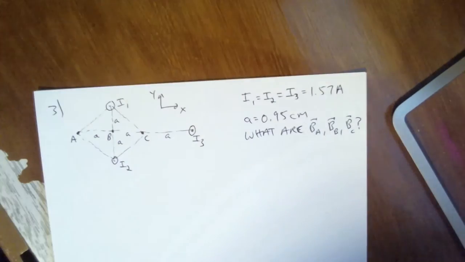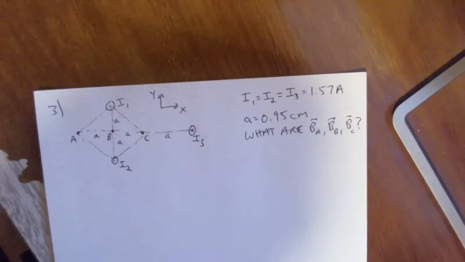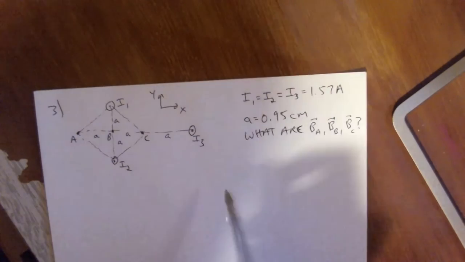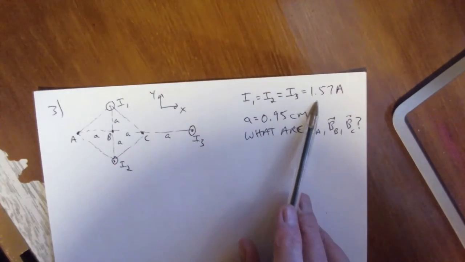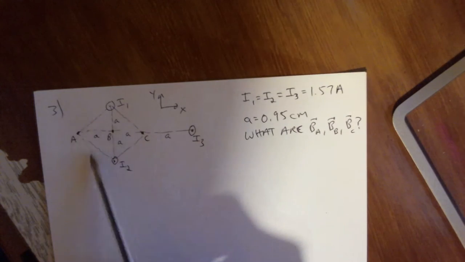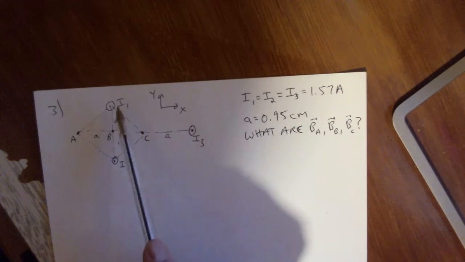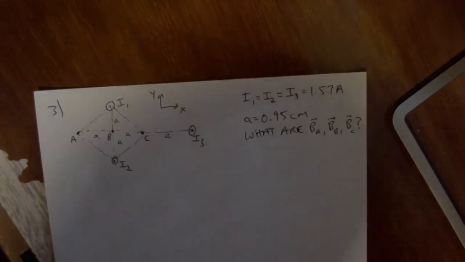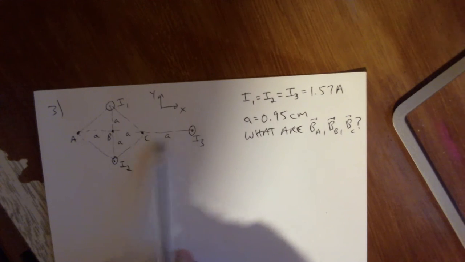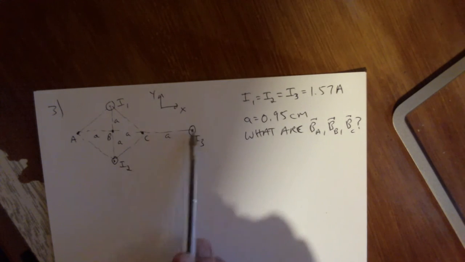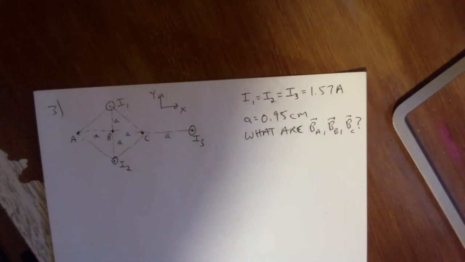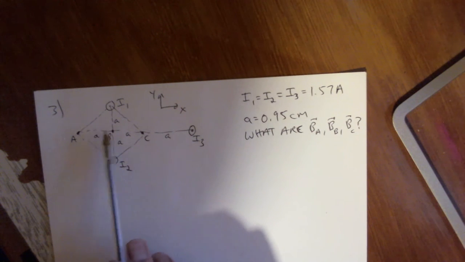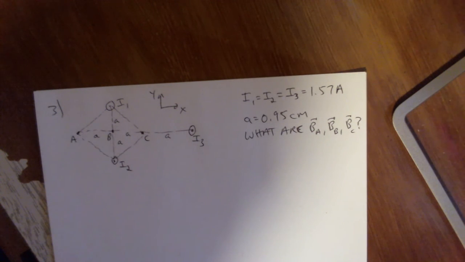We're doing homework 8, problem 3, and the setup is 3 currents, I1, I2, I3, all the same magnitude, 1.57 amps, and they are arranged as in the picture. This is a square, and you have the third current over here at a distance equal to these distances here. And we want to find the magnetic fields at A, B, and C due to these 3 currents.